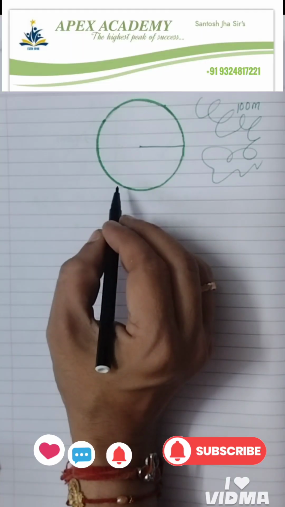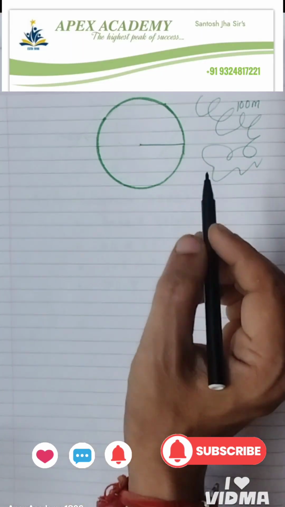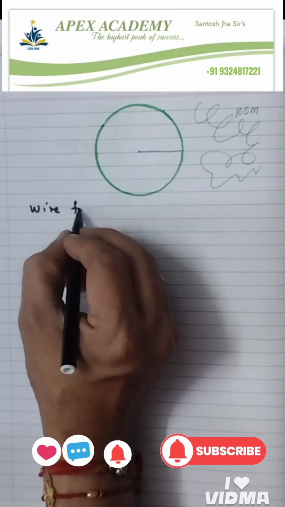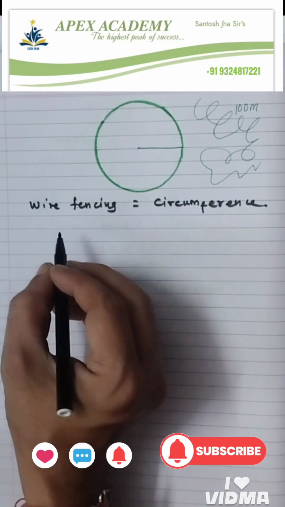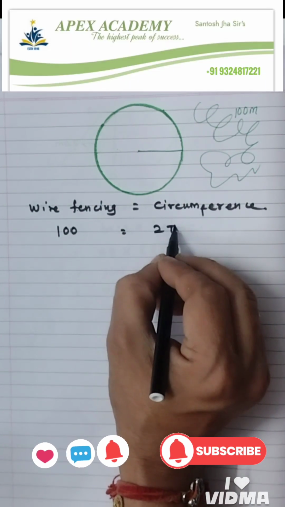Now see, according to this question, we have a circular garden and we have to fence it, and the total length of fencing is 100 meter. Wire fencing is equivalent to the circumference of the circle. So we can use the formula. Wire fencing is already mentioned, that is 100. Circumference is 2 pi r.